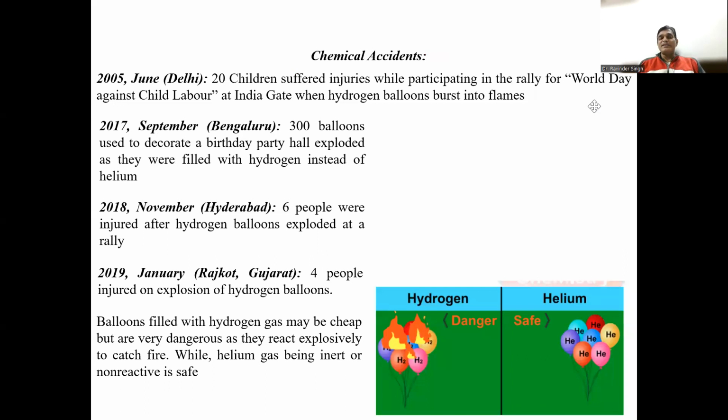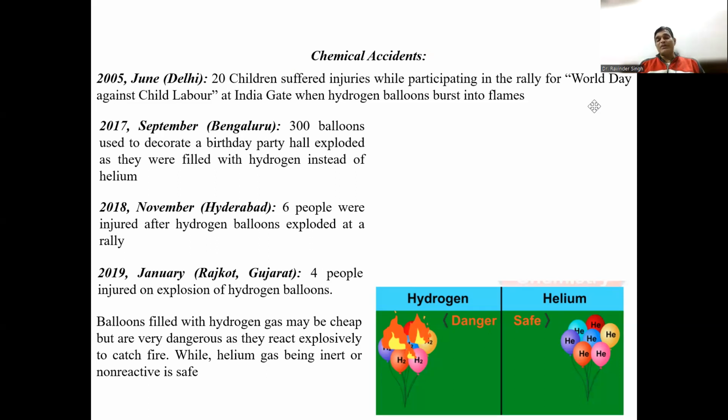There are some chemical accidents on record. In June 2005 in Delhi, 20 children suffered injuries while participating in a rally for the World Day Against Child Labour at India Gate when hydrogen balloons burst into flames. In September 2017 in Bangalore, 3,000 balloons used to decorate a birthday party hall exploded as they were filled with hydrogen instead of helium.